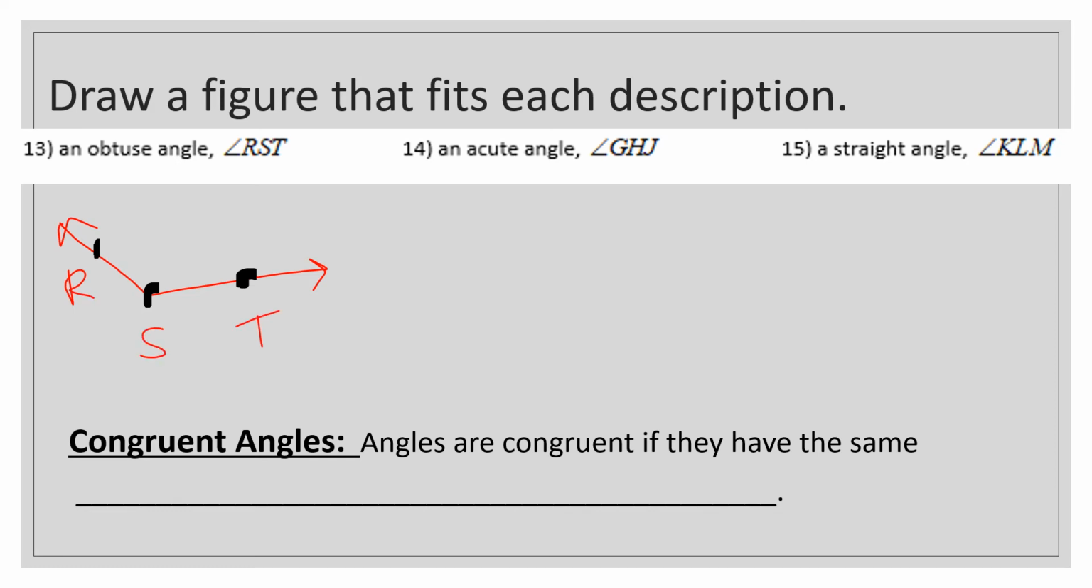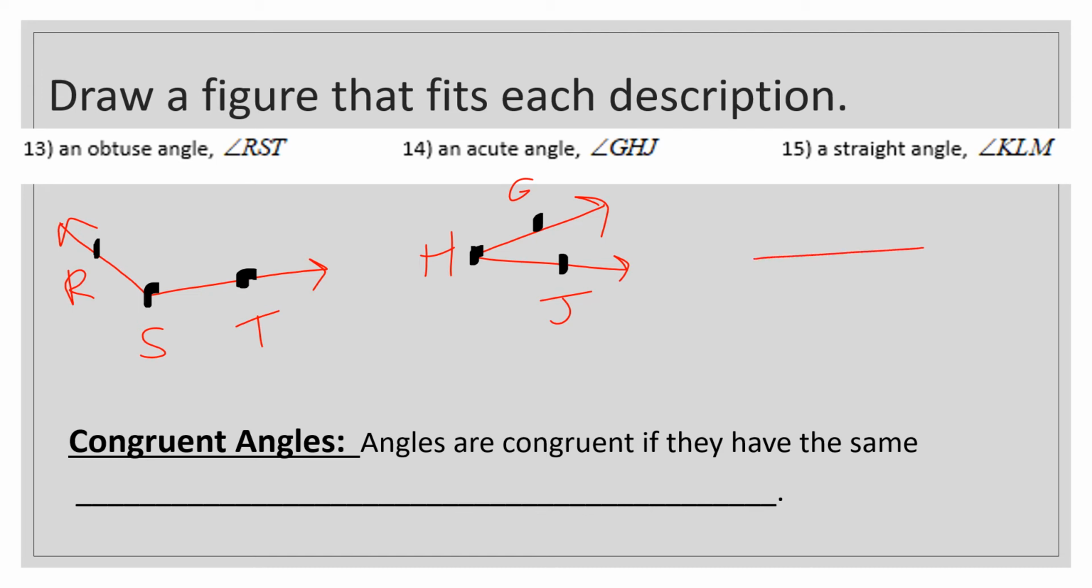Number 14 is an acute angle, and again, your angles don't have to match mine, they just have to fit the description. So you have angle GHJ. So here's your G, here's your H, here's your J. Whatever letter is in the middle, that has to be your vertex.